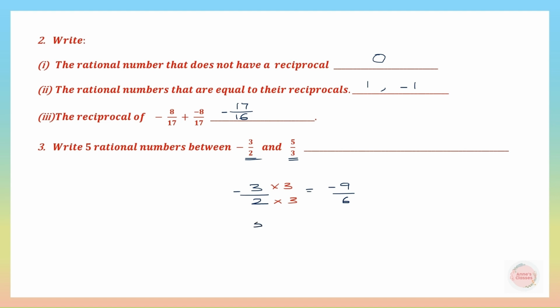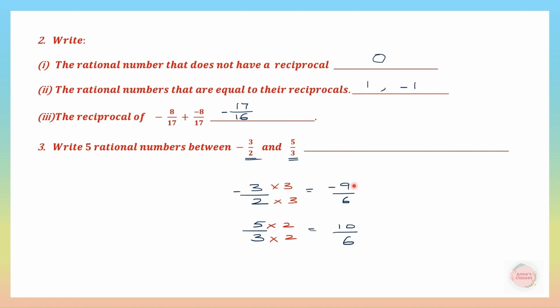Take the second rational number 5 by 3. Here also the denominator has to become 6. So multiply 3 by 2 and 5 by 2. So now 5 2s are 10 and 3 2s are 6. So what do we have now? We have two rational numbers, minus 9 by 6 and 10 by 6.